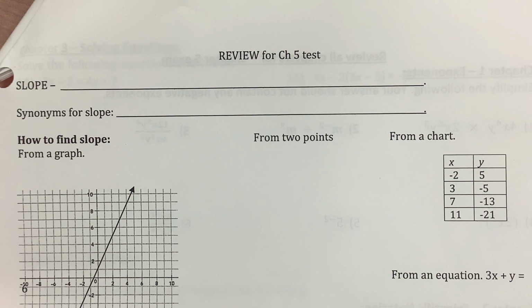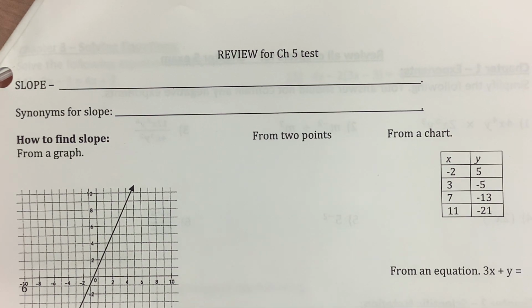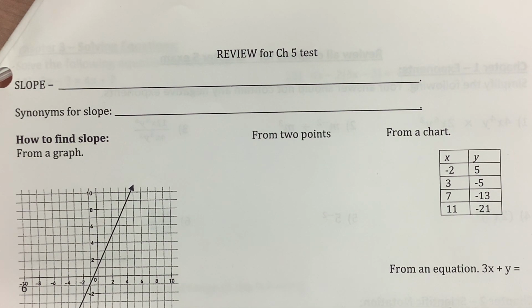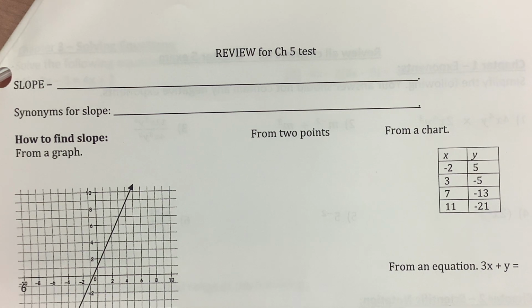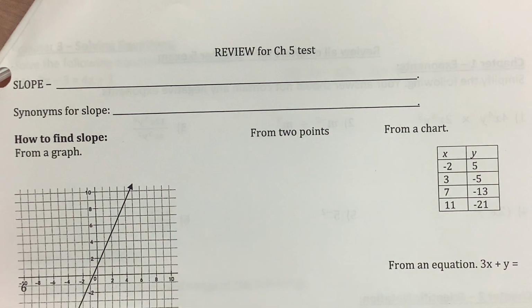We are in Unit or Chapter 5, and we're at the end of the packet. We are reviewing for the test. And the first review is a review of Chapter 5, and you have to know what to do to review. So this is going to be a little different than a regular video. We're going to be flipping back and forth in the packet to find the information.